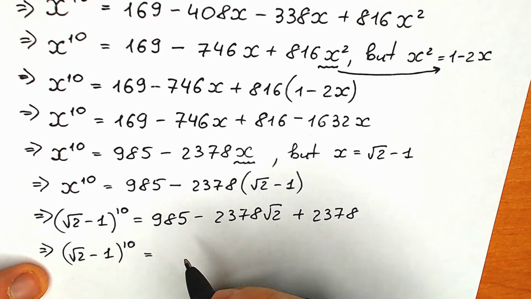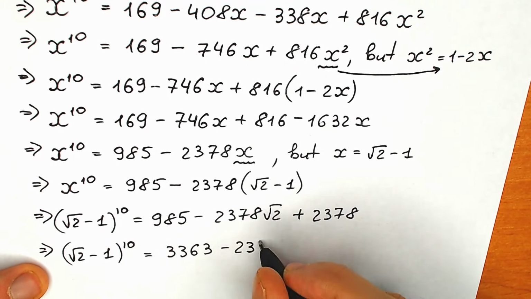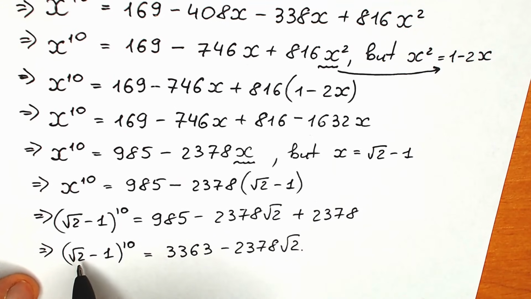So as a result, our final answer to this question, square root of 2 minus 1 to the power 10 equal to, when we add it, we have 3363 minus 2378 square root of 2. And this is our denominator, because don't forget that we had expression from the beginning, so this is our denominator.